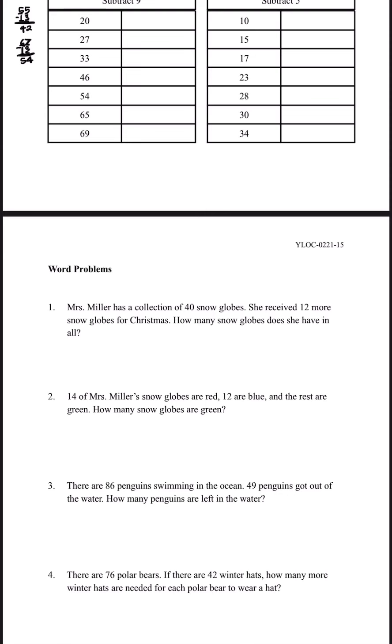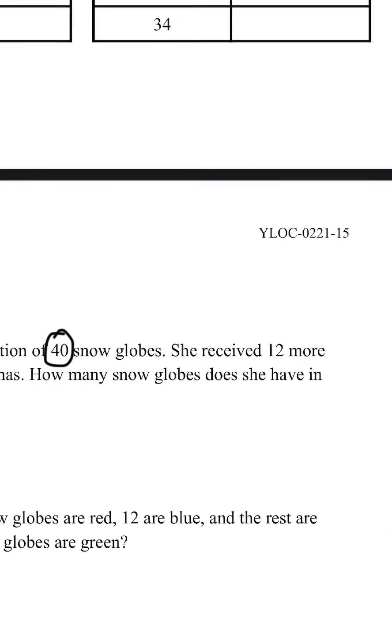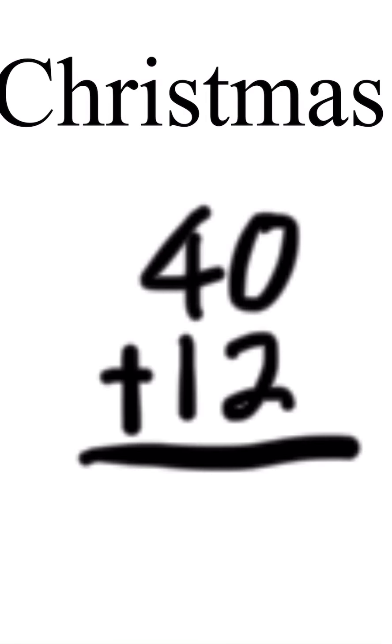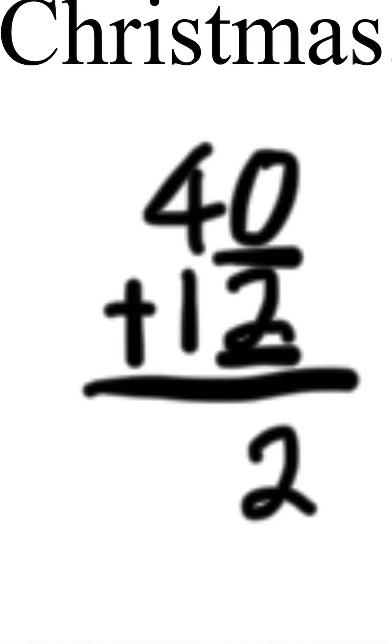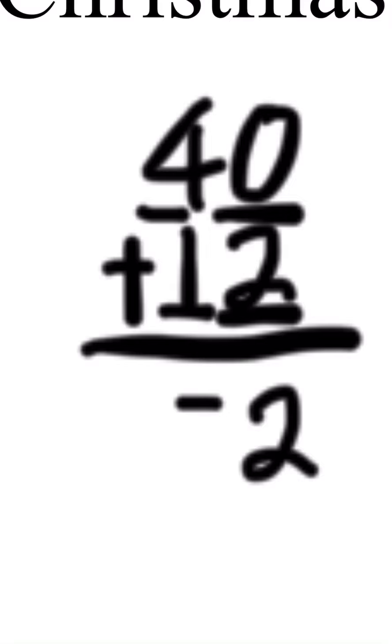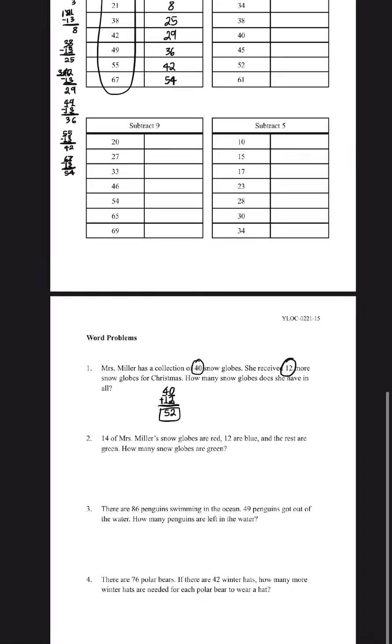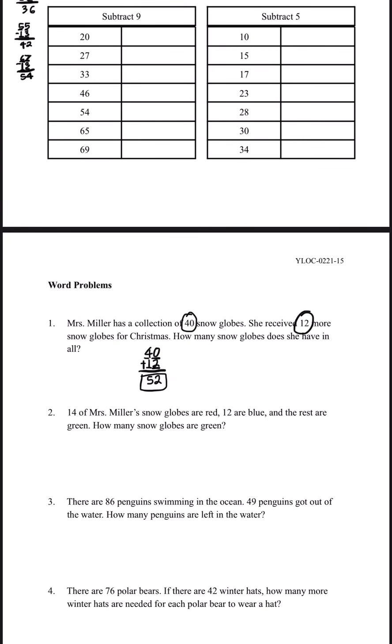So, to know how many snow globes she has, we need to add all of the numbers, which is 40 and 12. 40 plus 12. So 0 plus 2 is 2, and 4 plus 1 is 5. So 52 is the answer for number 1. Let's look at 2. 14 of Mrs. Miller's snow globes are red, 12 are blue, and the rest are green. How many snow globes are green?